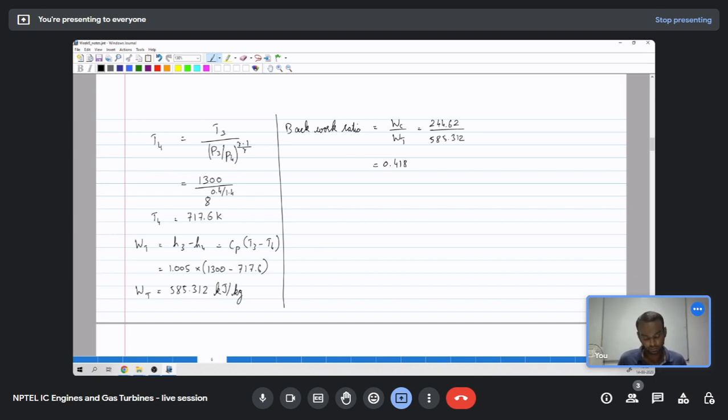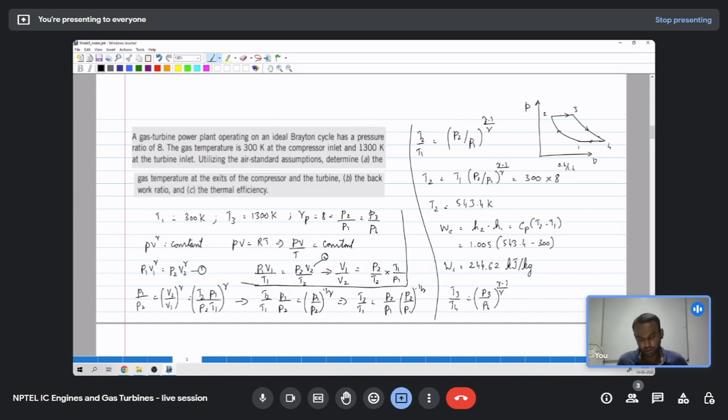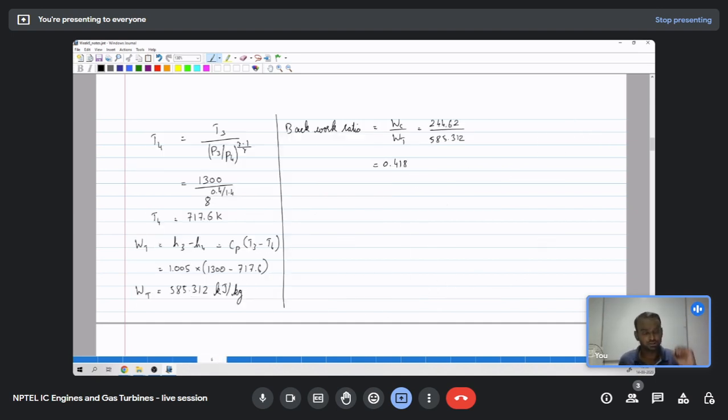Similarly, we need to calculate the thermal efficiency. What the back work ratio essentially says is that for every 1 kilojoule that we have produced from the turbine, 0.418 of that work goes to compression, and only the remainder is what we will have.